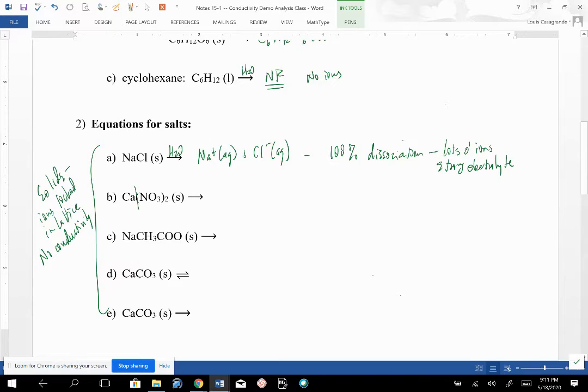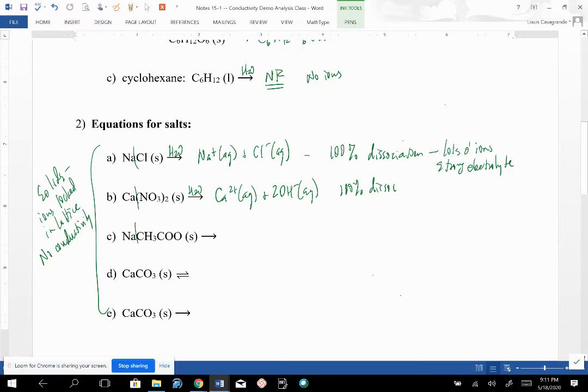Calcium nitrate, do the same thing. We're going to split anion from cation when we put it in water, make calcium 2 plus, aqueous, and now watch your stoichiometry. We've got 2 hydroxides, again 100% dissociation. So we have a strong electrolyte.